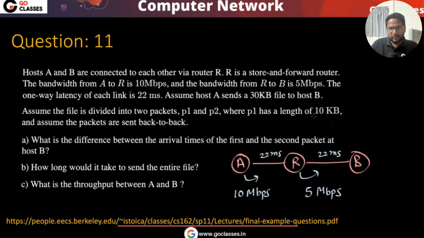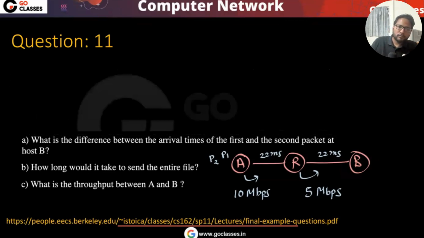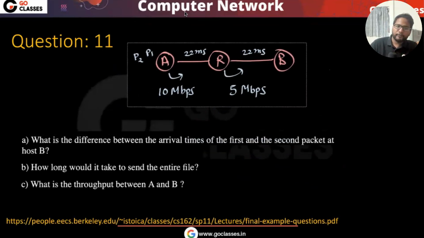P1 has length 10 KB, and assume the packets are sent back to back. So if that has been divided into two, P1 and P2, P1 is having length how much? 10 KB. So what is the length of P2? If the total file size is 30 KB and P1 is 10 KB, then P2 must be 20 KB, right?